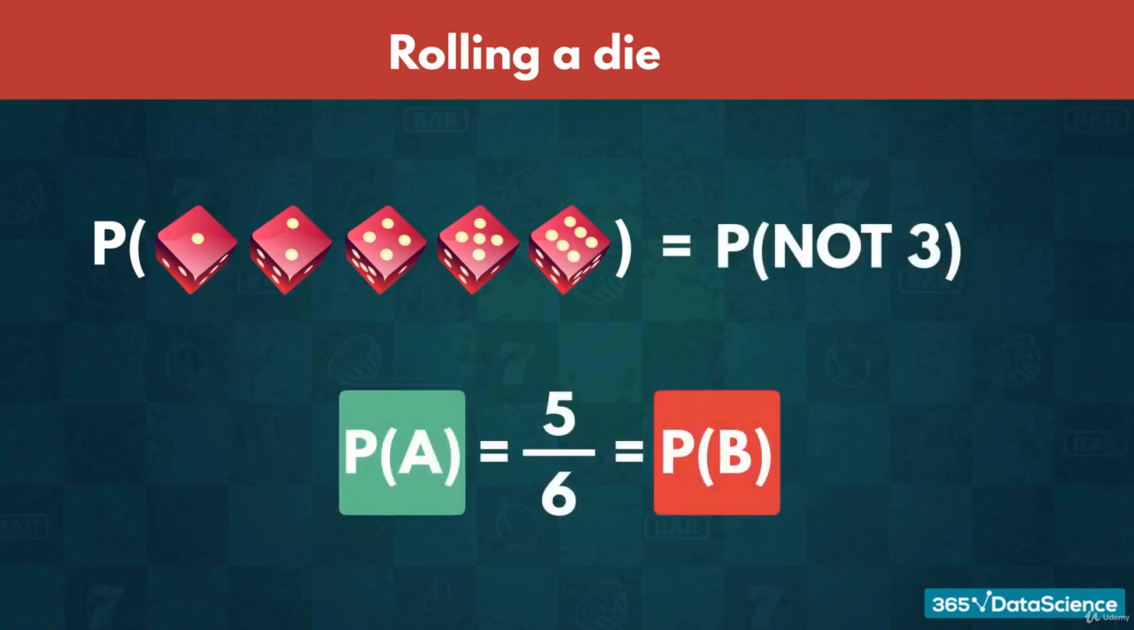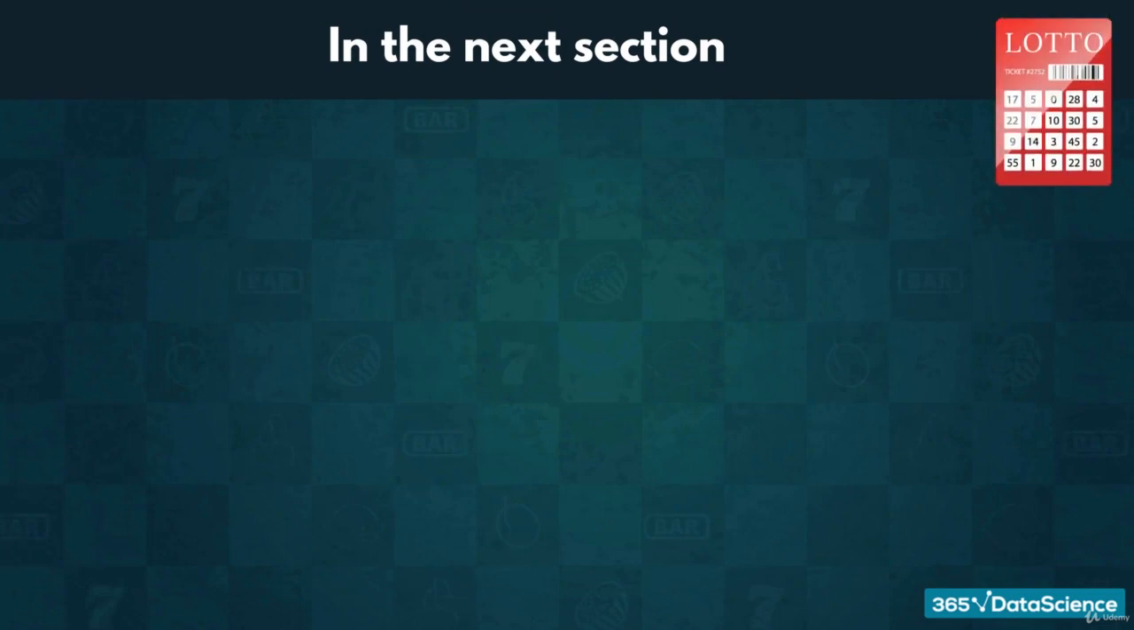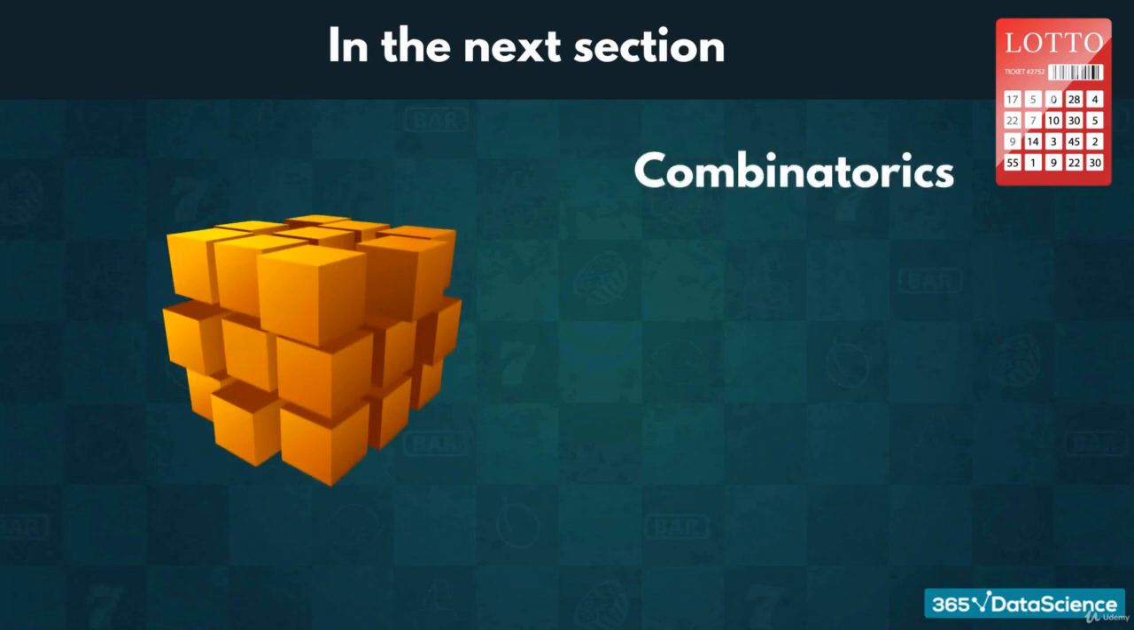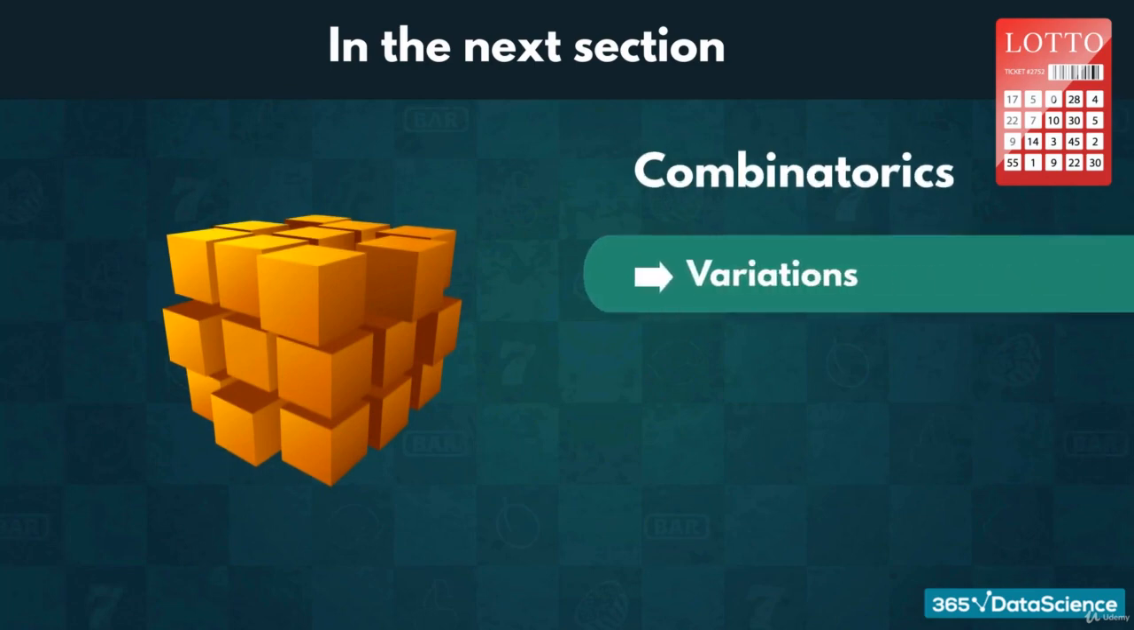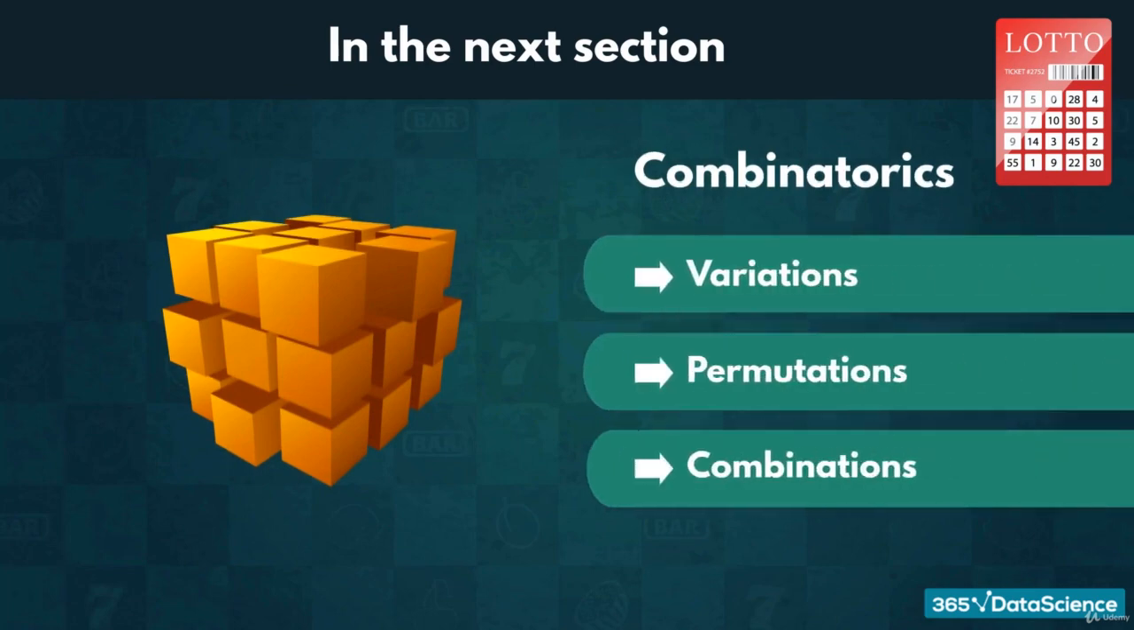Now that we have explained the basic probability notions, let us get back to the lottery example we explored in the first lesson. In fact, this will happen throughout a series of lessons, where we'll introduce you to the field of combinatorics. We are going to talk about variations, permutations, and combinations, explaining what each of those terms means, when to use them, and how to compute them.